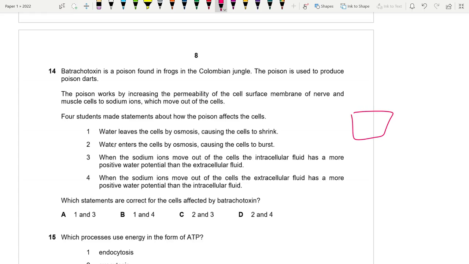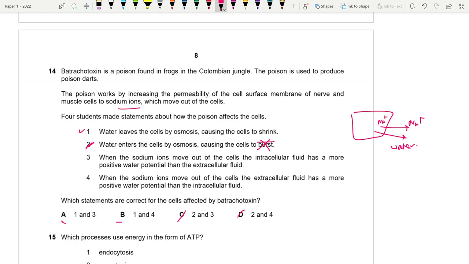Okay, so this is a cell. It causes sodium ions to leave the cell. So Na+ leaves the cell. Water also follows. So yes, the cell does shrink. So I agree with 1. I don't agree with 2. This is wrong. It does not burst. So 1 is correct. 2 is wrong.